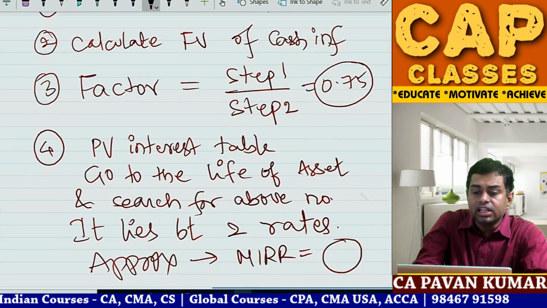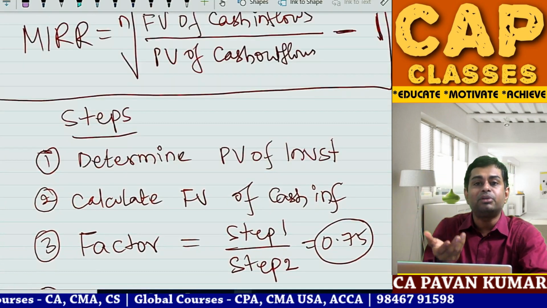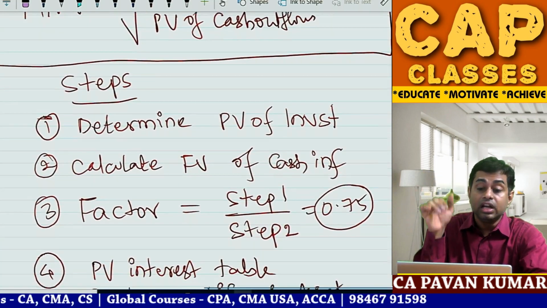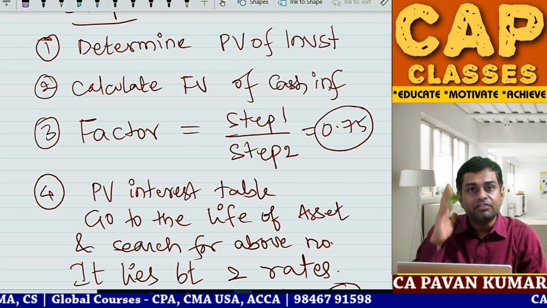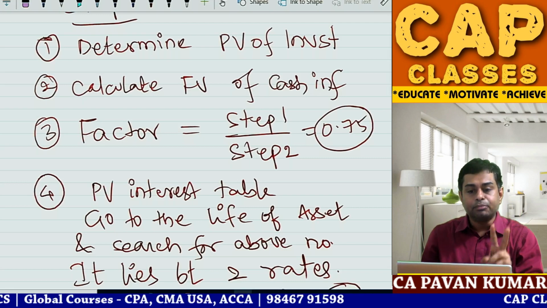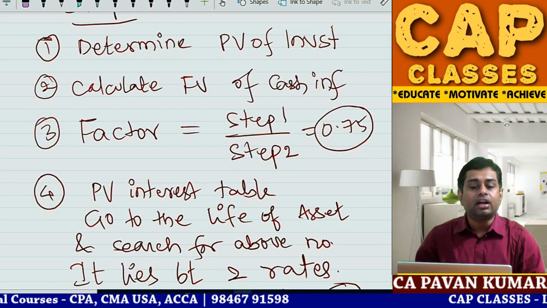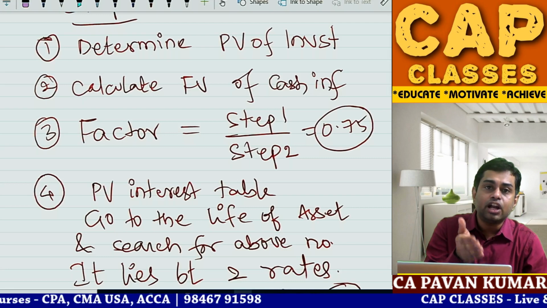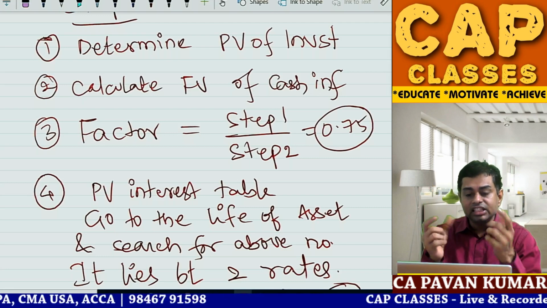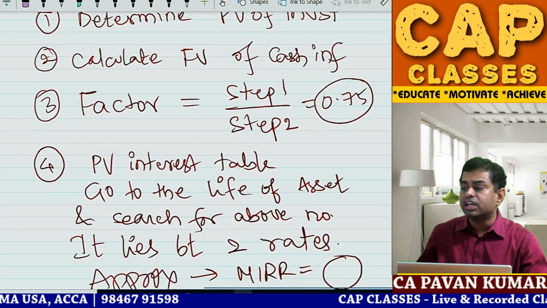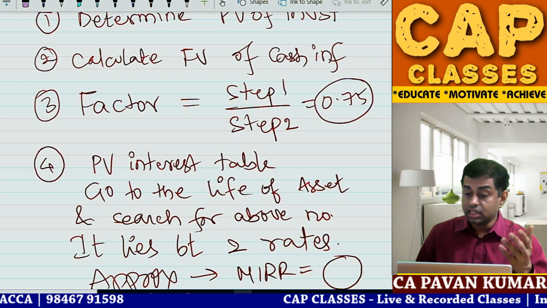So don't you think instead of applying nth square root of future value of something divided by present value of something minus 1, instead of that, happily follow these 4 steps. Step 1, determine present value of investment given in the question. Step 2, calculate future value of cash inflows. Step 3, calculate a factor. Step 4, refer present value interest factor table, search for the above number, and that lies between two rates. On an approximation, you can say MIRR is equal to so and so. That's all. This is MIRR.